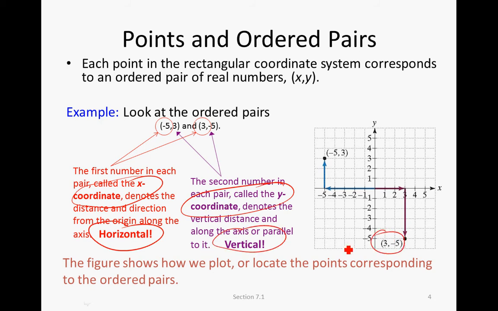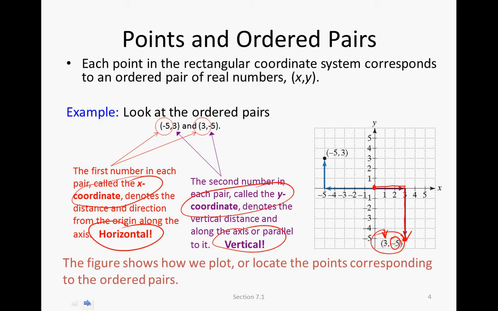So for example, 3, negative 5. The 3 is positive, so from the origin, which is where I always begin, I move 3 places to the right. That's the x value. It's positive 3. And I move 5 places down because that is a negative 5. So that point is represented by the coordinates x equal 3, y equal negative 5, which we denote by writing parentheses 3, comma, negative 5. So that's an ordered pair.